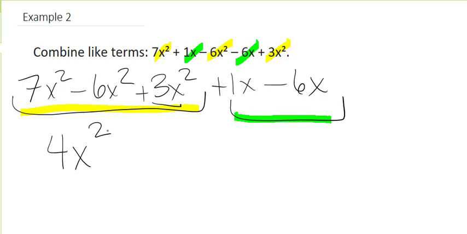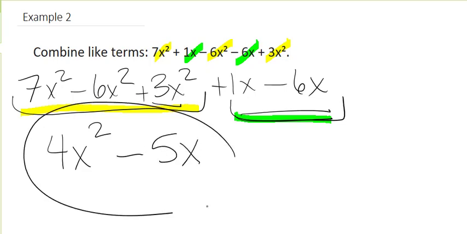So all we do is we add or subtract the terms in front of the variable or the letter. Now we have this last two to combine. So we have 1x minus 6x, which is minus 5x. So this is our answer. We can no longer add or subtract because we have combined all the like terms.